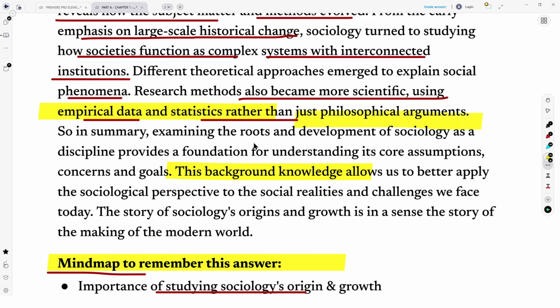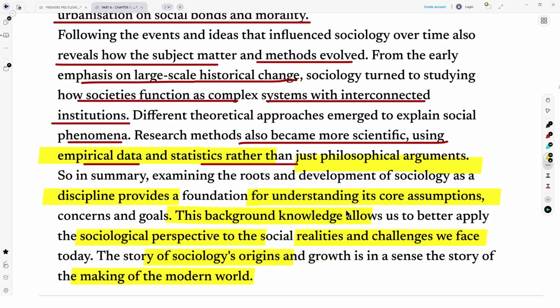So, in summary, examining the roots and development of sociology as a discipline provides a foundation for understanding its core assumptions. This background knowledge allows us to better apply the sociological perspective to the social realities and challenges we face today. The story of sociology's origin and growth is, in a sense, the story of the making of the modern world. So I hope you have understood, and this is very important.